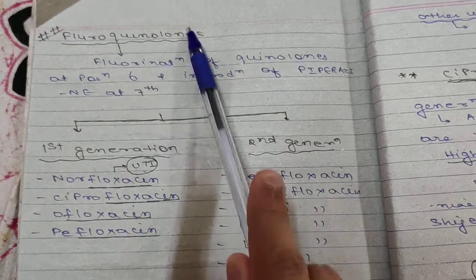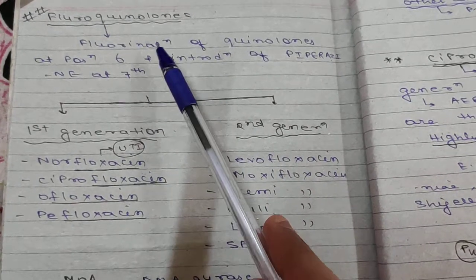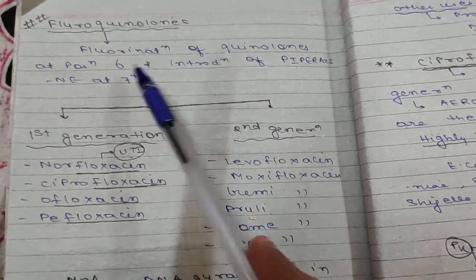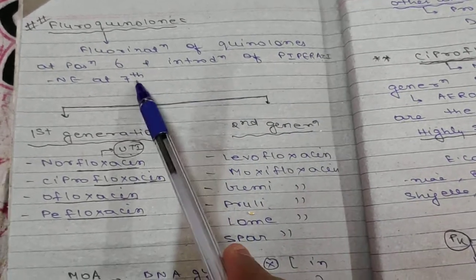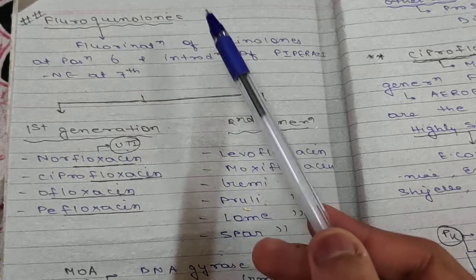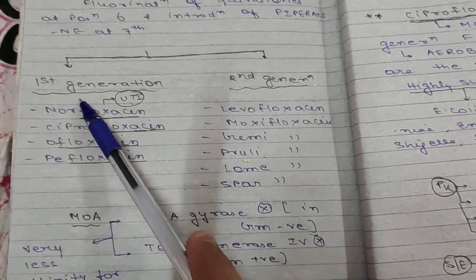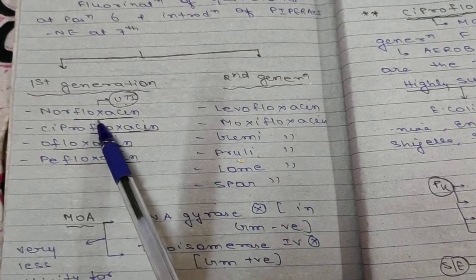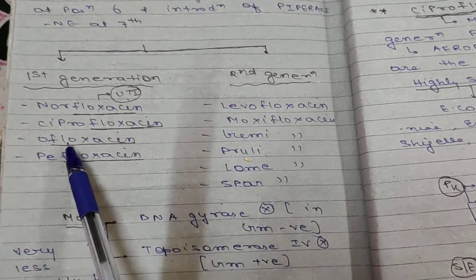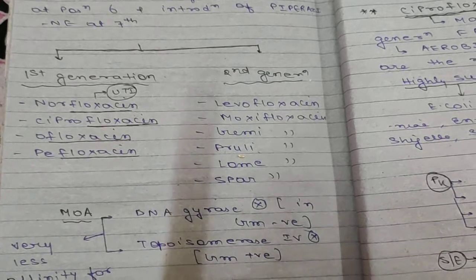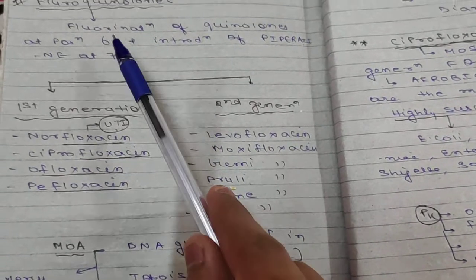Now we are moving to the next group, that is fluoroquinolone. This compound is formed by fluorination of quinolones at position 6 and introduction of piperazine at the 7th position. So quinolones are modified into fluoroquinolone. Now fluoroquinolone has two generations of drugs. First generation includes your norfloxacin, ciprofloxacin, ofloxacin, and pefloxacin. So the floxacin group of drugs come in the first generation of fluoroquinolone.